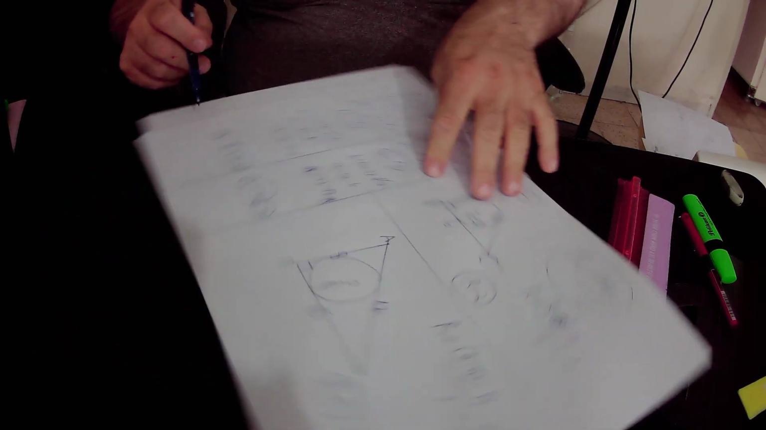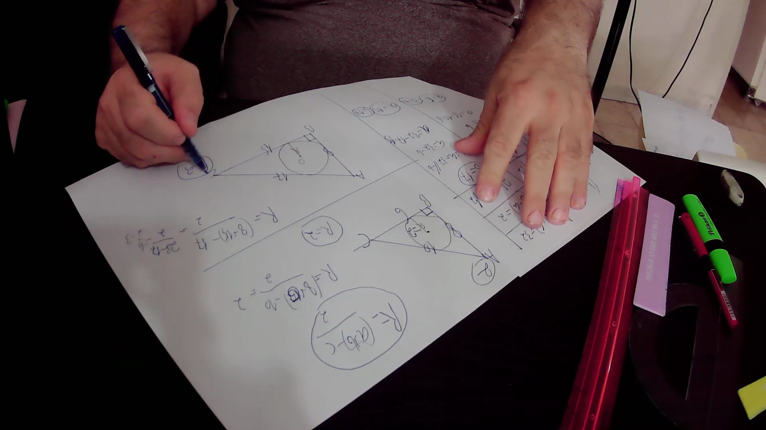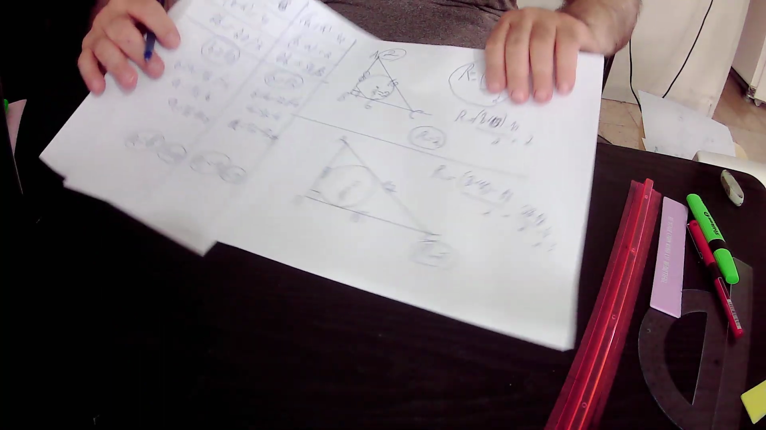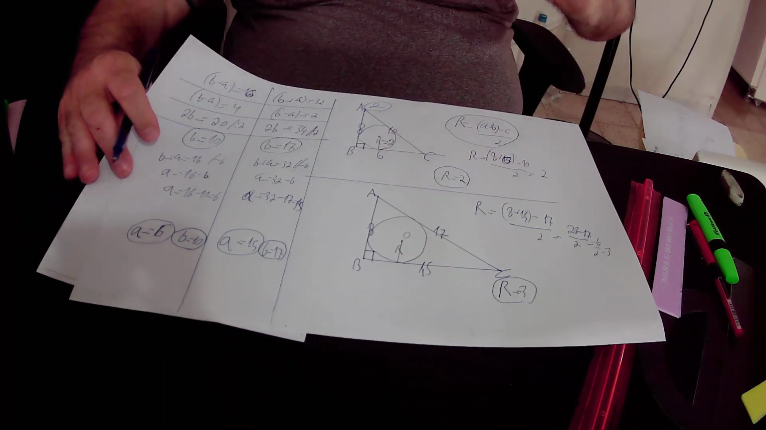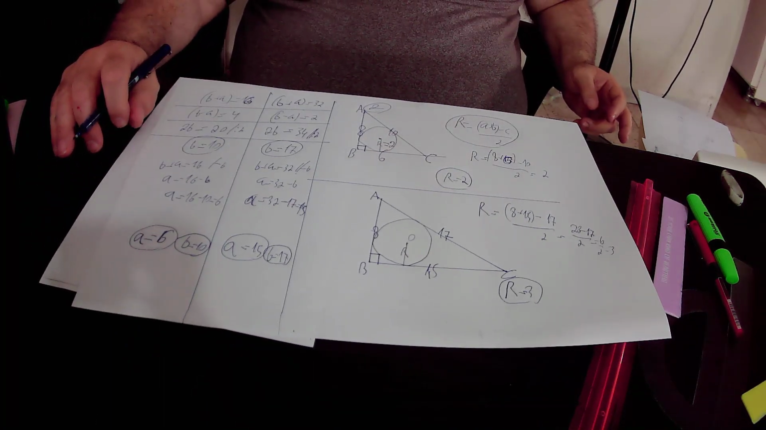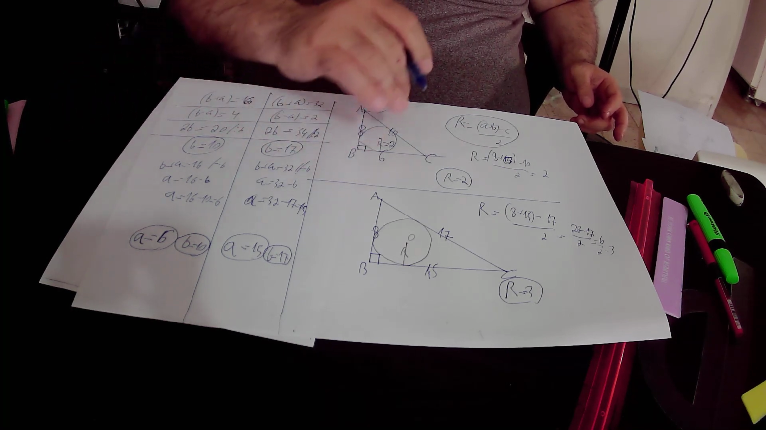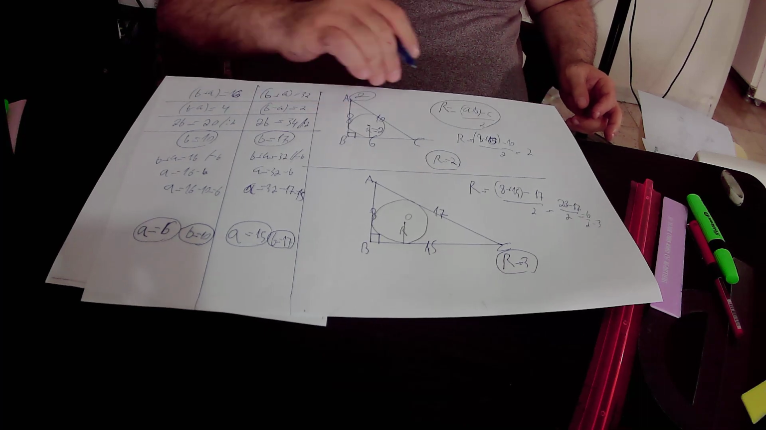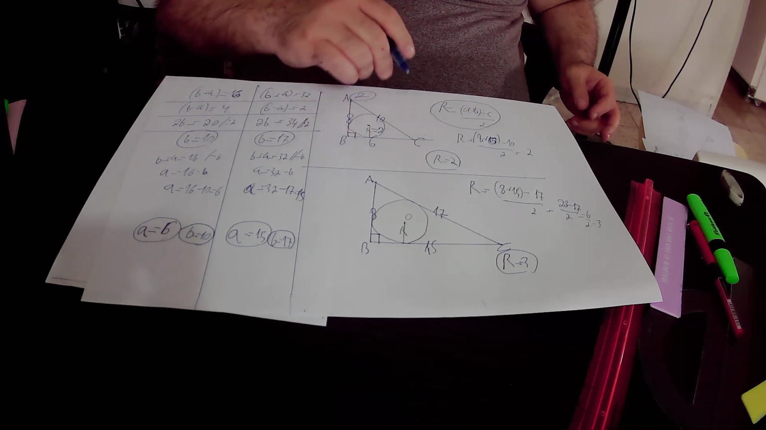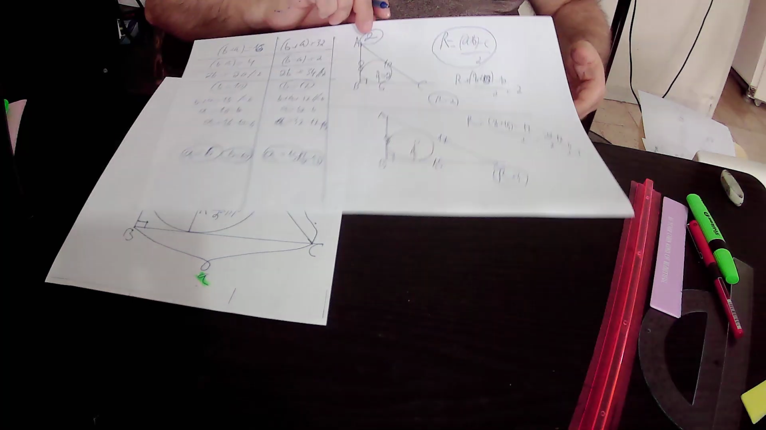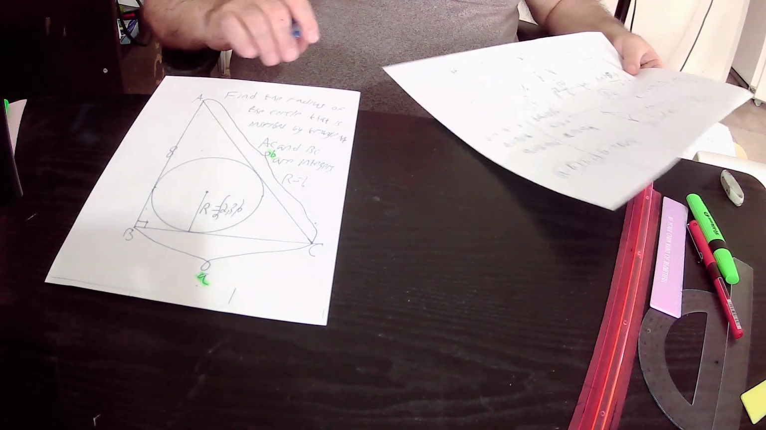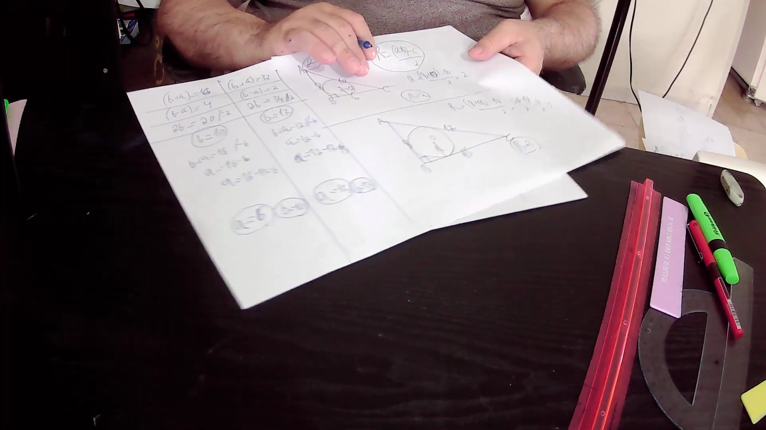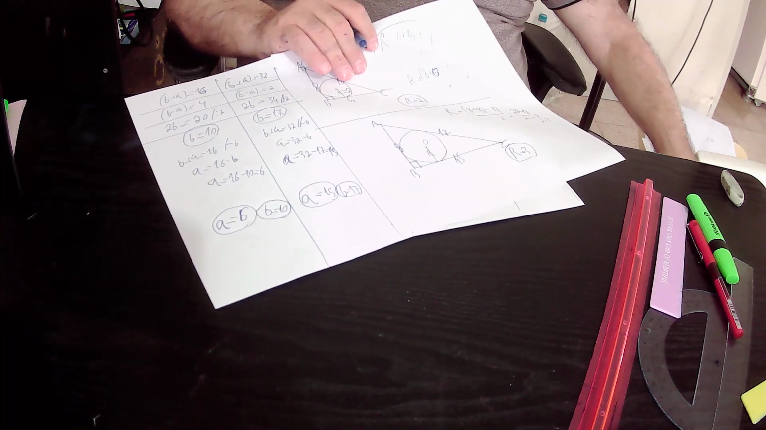And inside this right triangle ABC, we have a circle that is inscribed in the right triangle ABC, and we want to find the radius of this circle. In order to find the radii of the two circles, we actually draw a right triangle ABC.